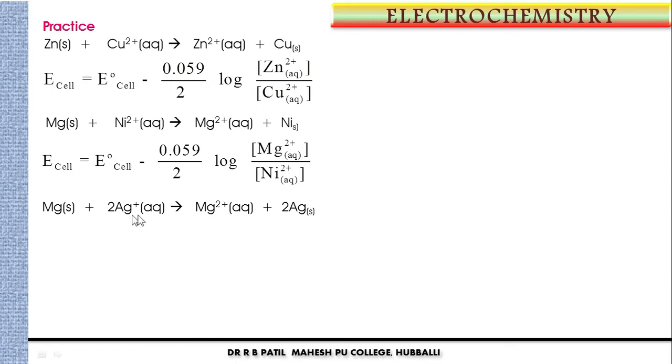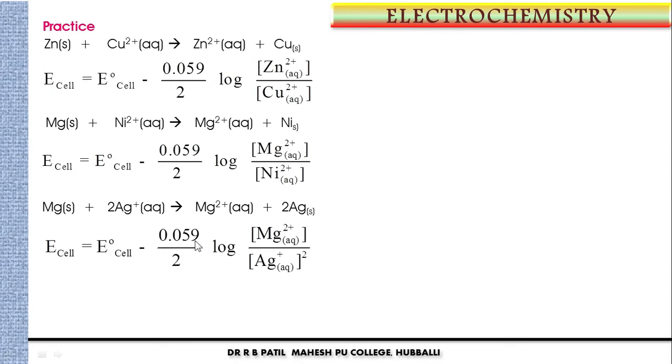One more example, magnesium oxidized to Mg2 plus by losing 2 electrons, and 2 electrons gained by 2Ag plus to become 2Ag. So when I write E cell is equal to E naught cell minus 0.0591 divided by 2. Why 2, students? Because magnesium is converted to Mg2 plus by losing 2 electrons. Log product ion divided by reactant ion whole square, students. Why? Number of moles equal to 2.